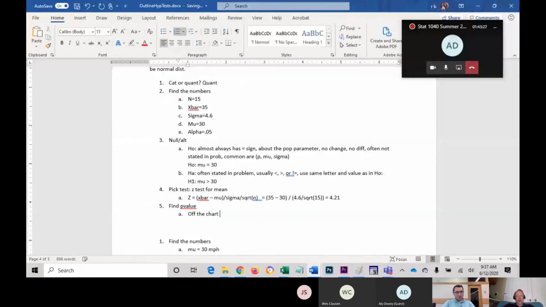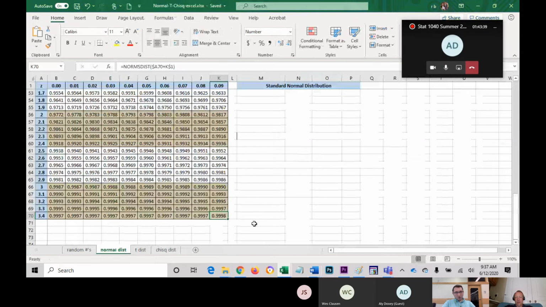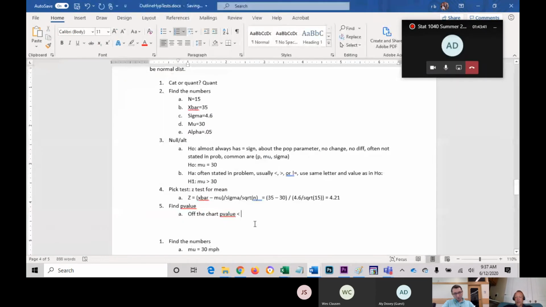If it's off the chart, here's what I want you to do. I don't know what the book's going to do, but on the test, you know you're taking that 0.9999 and subtracting it from 1. So I want you to say your p-value is less than 0.001. Otherwise, you're going to treat this as normal.